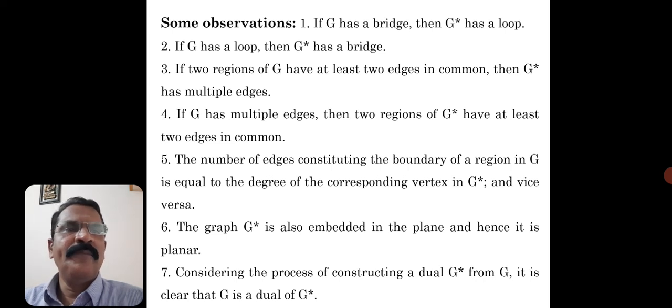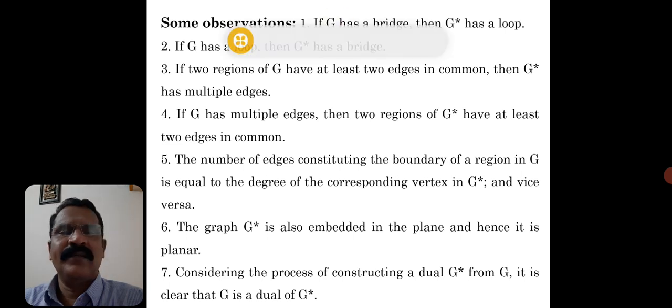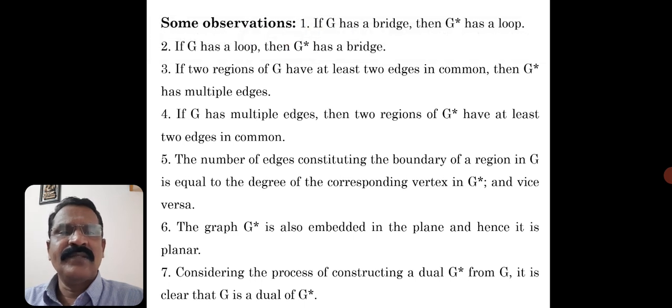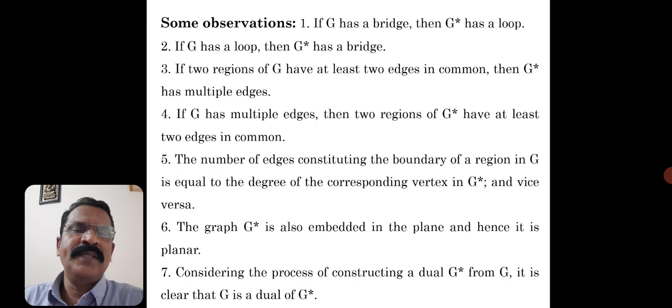The fourth one: the number of edges constituting the boundary of a region in G is equal to the degree of the corresponding vertex in G star. It's very obvious. See, one vertex had degree 3, because three edges were on the boundary of the exterior region. Next, the graph G star is also embedded in the plane. Definitely G star is also a planar graph, or plane graph. A planar graph embedded in the plane is called a plane graph, and hence it is planar.